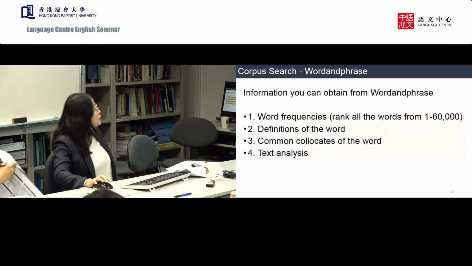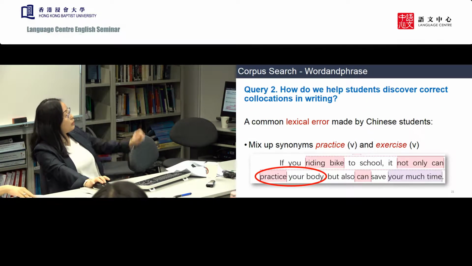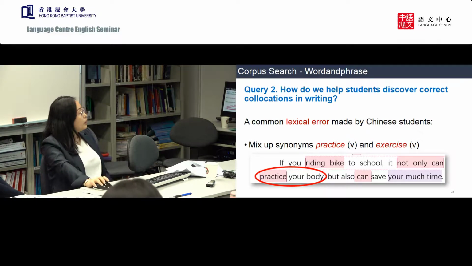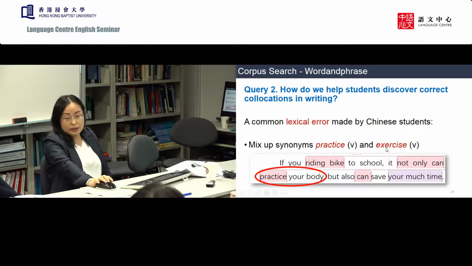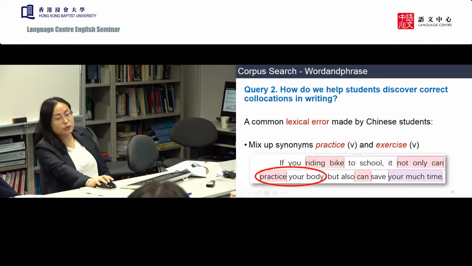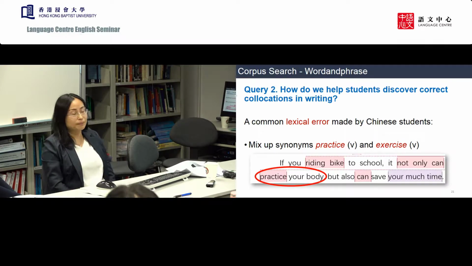Okay. Let's start with concrete search. How do we help students discover correct collocation in writing? A common lexical error made by Chinese students is that they mix up synonyms like practice and exercise. This is a sentence taken from student writing, but it's not from university students or senior secondary school students, but I guess they will make similar mistakes.